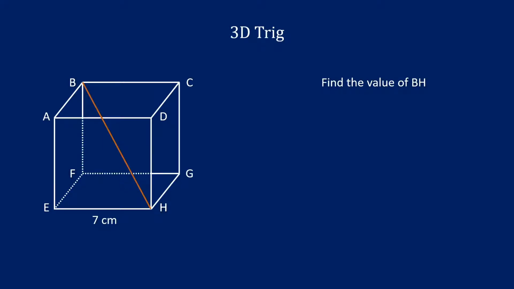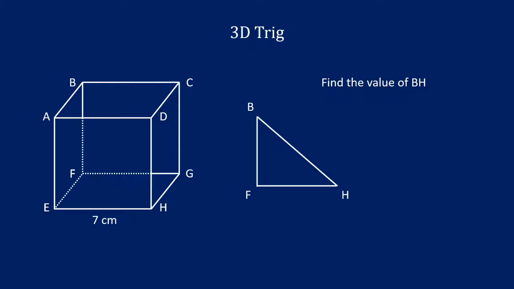So what I'm going to do is find a triangle that contains BH and remove it from the 3D shape. I'll show you how it looks. So I'm going to find that triangle over there and remove it from the 3D shape. How sick was that? That was pretty sick. So let's go. So I have now triangle BFH, and what do I know about this triangle?